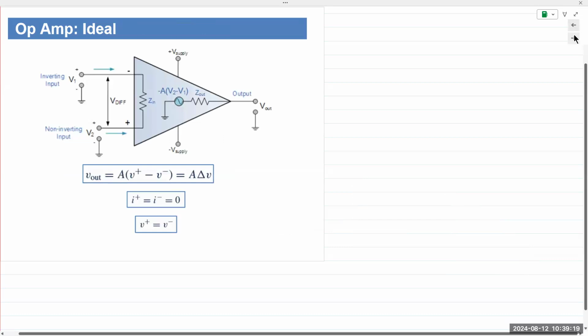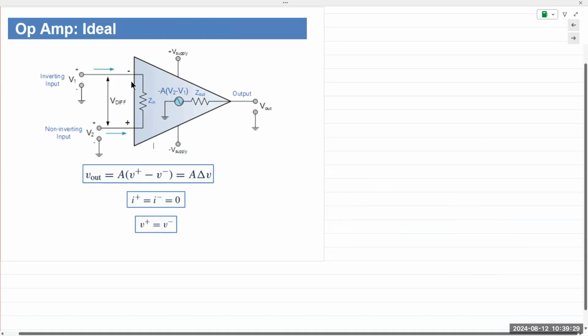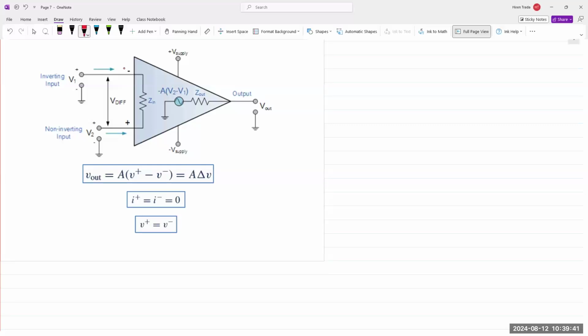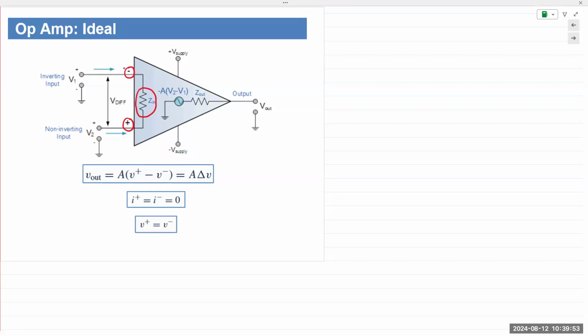Here's another model. You have an ideal op-amp, which has this is the input side, this is the output side. Just a little bit different rendering. Now in this op-amp, you can see a lot more going on. Inverting input is at the top, non-inverting at the bottom.